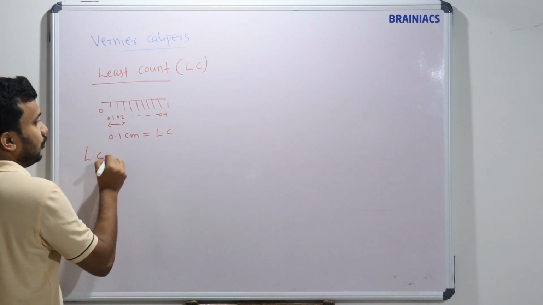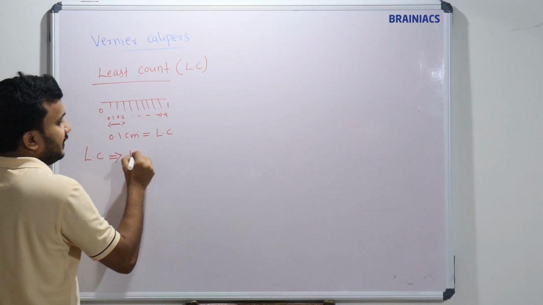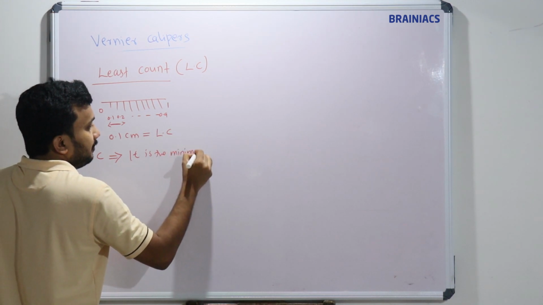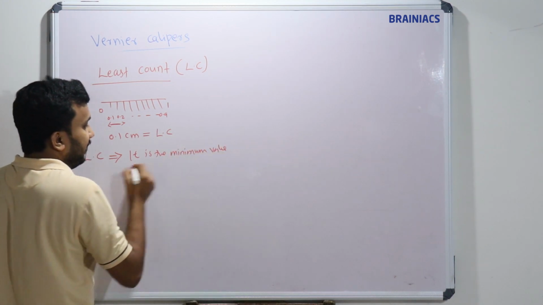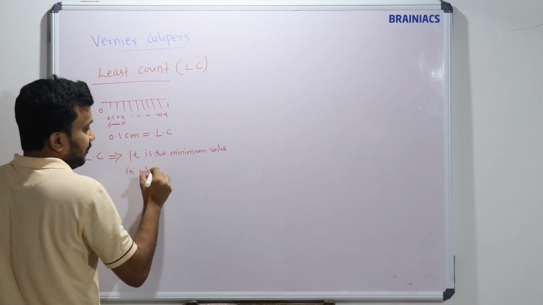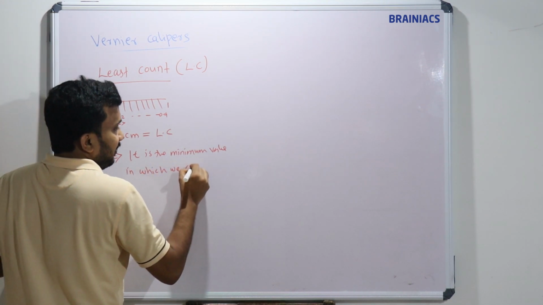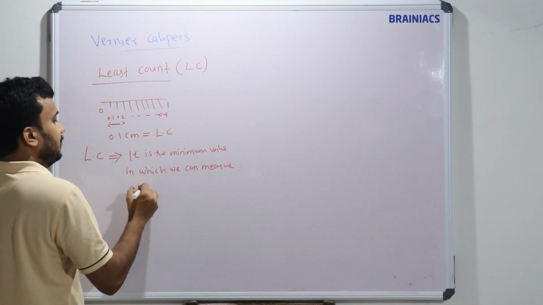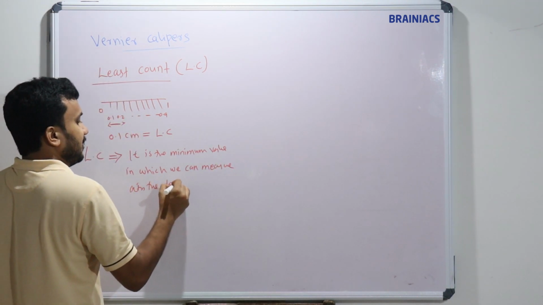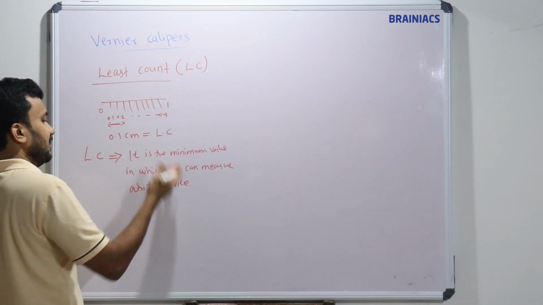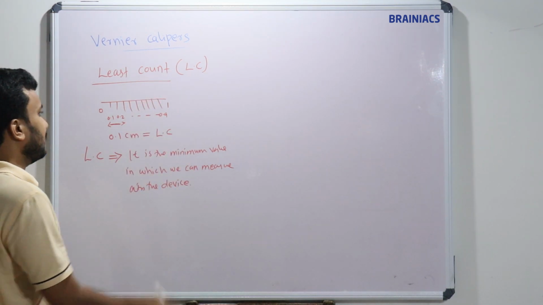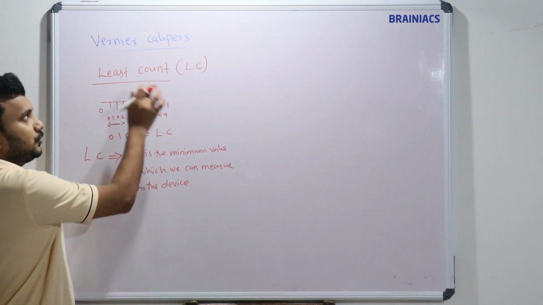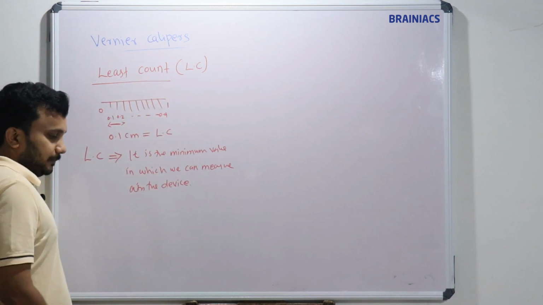So least count is defined as the minimum value which we can measure with the device. With respect to the scale, which is a device, I can measure with 0.1 centimeter accuracy. So this is the word meaning of least count.